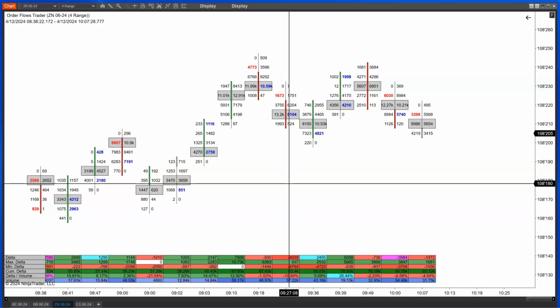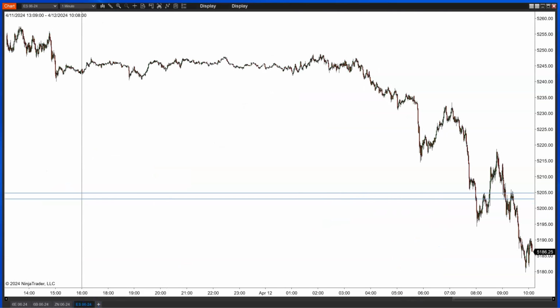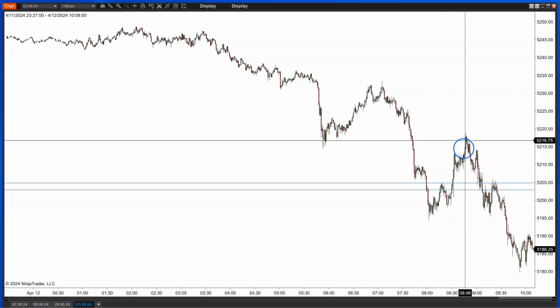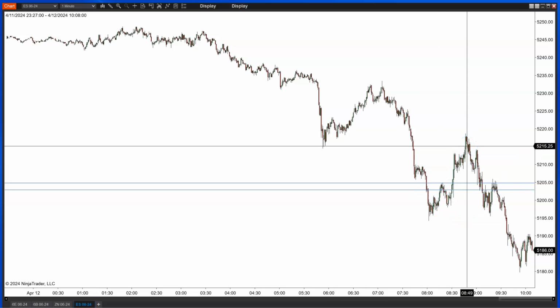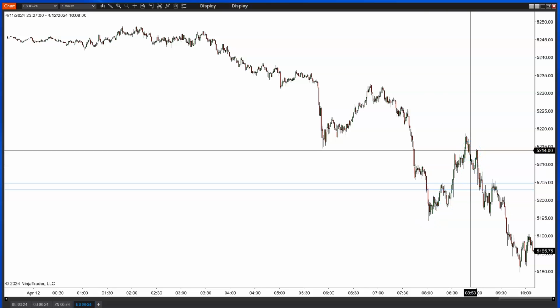When people talk about accumulation, generally they will look at a simple bar chart and say, oh, there's accumulation down here and there's distribution up here. But you're guessing after the fact, after a low has been made, after a high has been made.